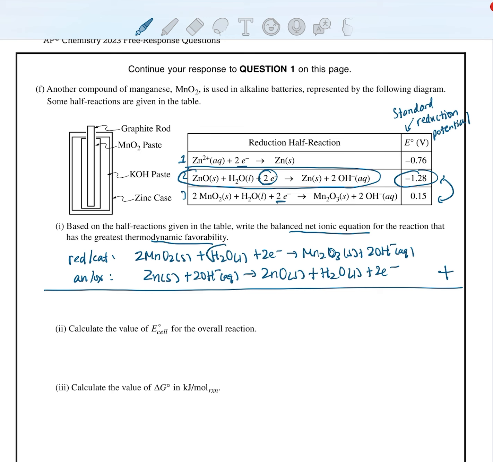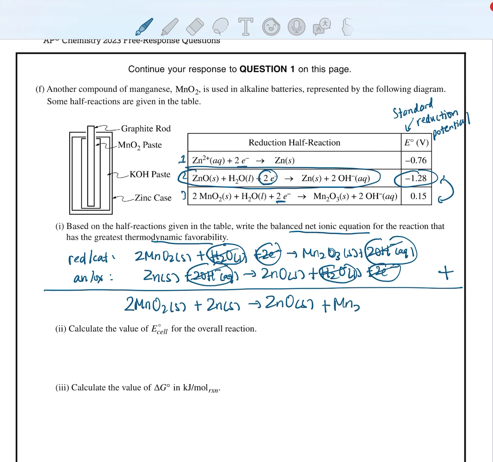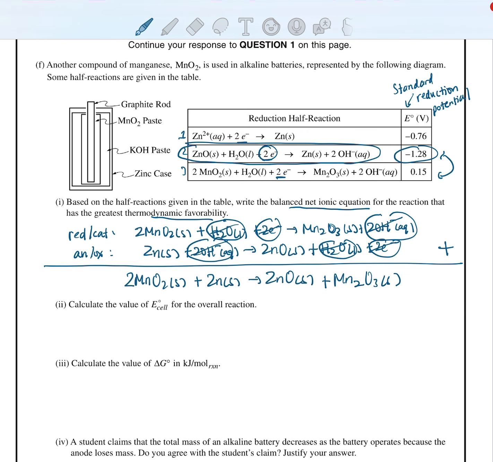So for example, water is a spectator. It's a reactant here and a product here. So it did not change forms. Your electrons also will be canceled out of your net equation. And then I've got 2 hydroxides here as a product, 2 hydroxides as a reactant. So they did not change form. So my net-ionic equation will be 2MnO2 solid plus zinc produces zinc oxide solid and manganese oxide.